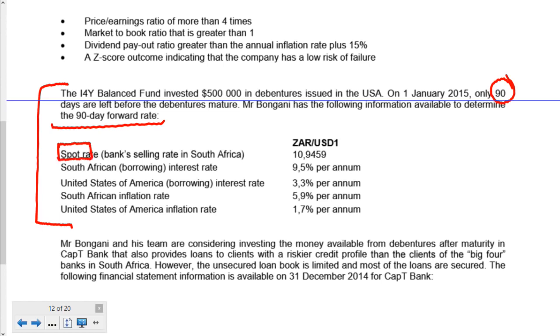And then he has given us two interest rates, one in South Africa, one in America. And he's also given us two inflation rates, one in South Africa, one in America. Okay, so I just want you to do both forward rates for me. But then I want you to value the debentures using the interest rate.